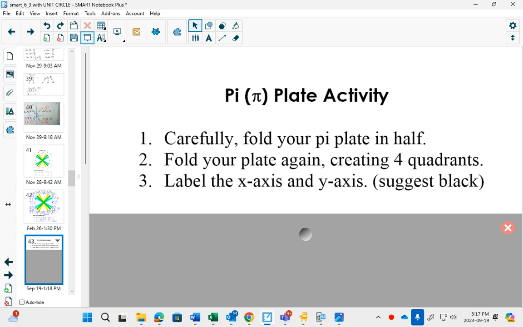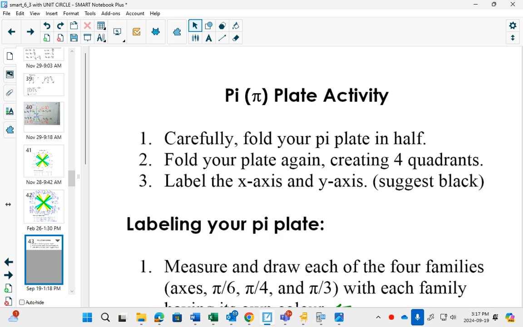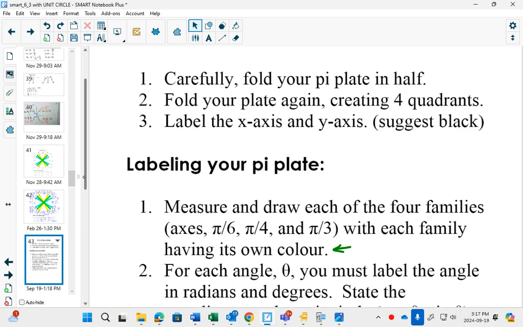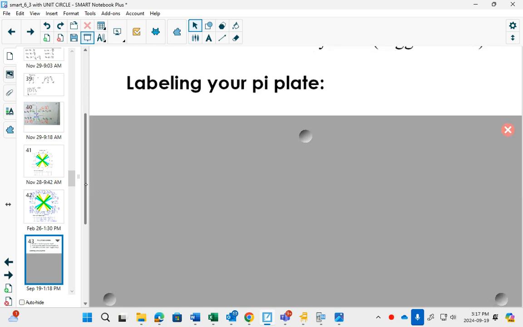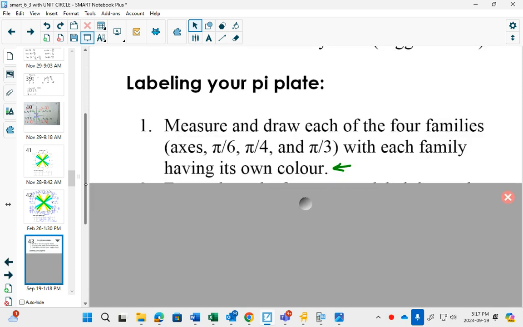What we're going to do is transfer all of the information from our families and from our quiz onto here. And we're going to do it neatly. So, step 1, with a protractor.